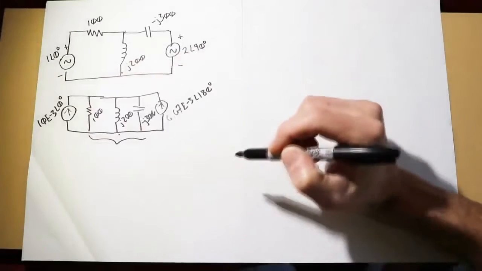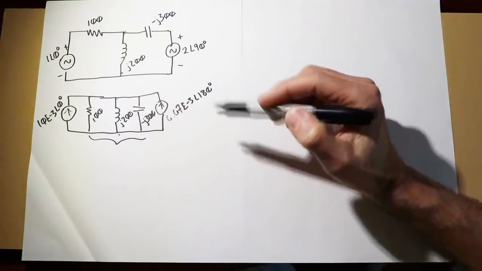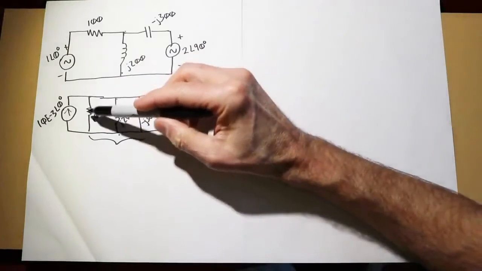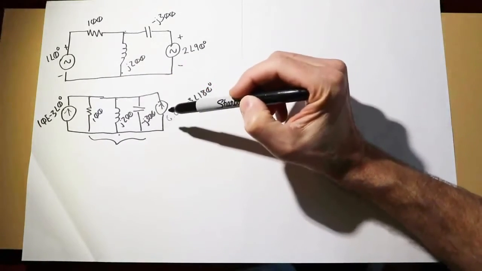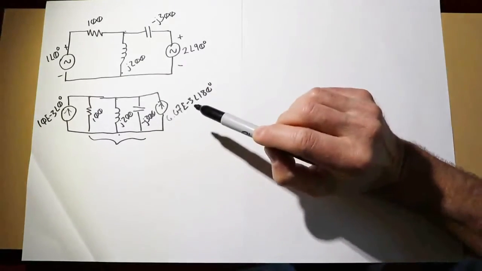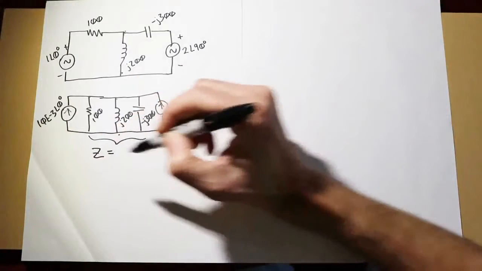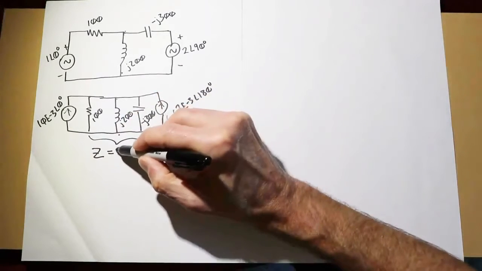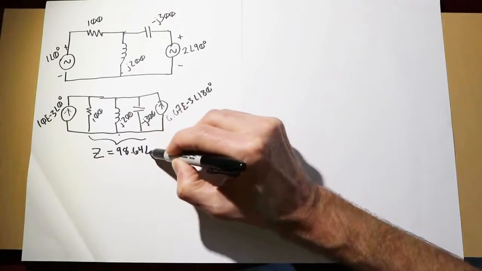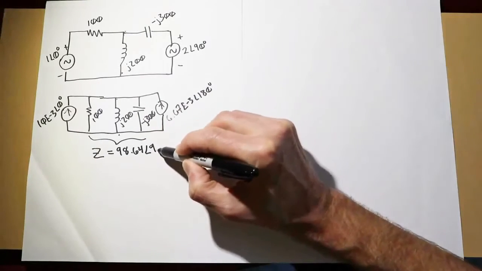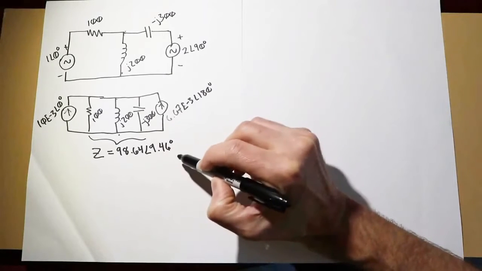Now, the combination of these three RLC components, we could simply do a reciprocal summation, 1 over 100 plus 1 over J200 plus 1 over minus J300. Take the reciprocal of that, we'll get the total Z. So the total Z over here will equal 98.64 ohms at an angle of 9.46 degrees.